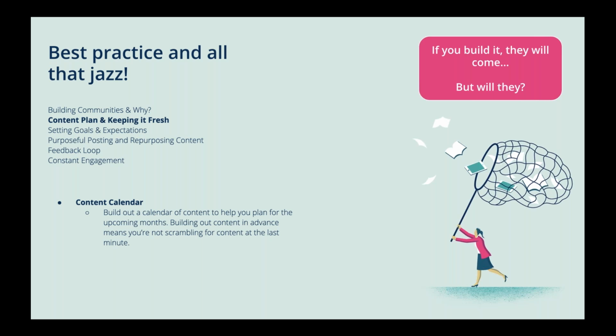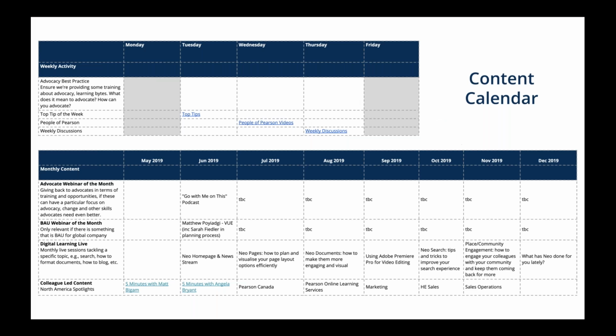So having good content which is well organized ensures that people can find what they need. On the next slide, this is kind of a rough content calendar. We're actually in the middle of creating this for our Pearson advocates community. I'm going to demo this community a couple of slides down. But we have broken our content calendar down by weekly and monthly activity.